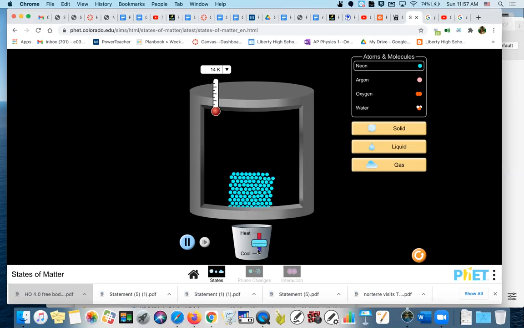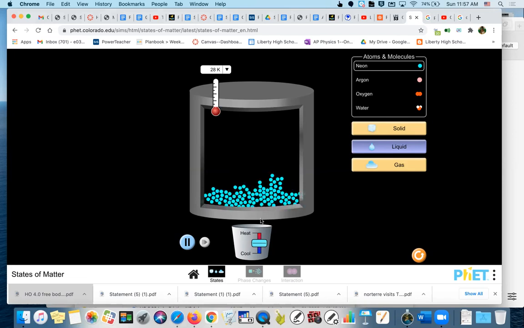If you were to heat this up enough, you're going to break some of those attractions and turn things into a liquid. Notice liquid particles are still very close to each other and touching. They just have a little bit more freedom to slide past one another. So liquids are pretty similar to solids. They've just lost a little bit of that structure because you've overcome some of those attractive forces.